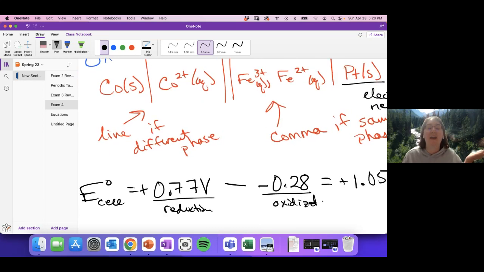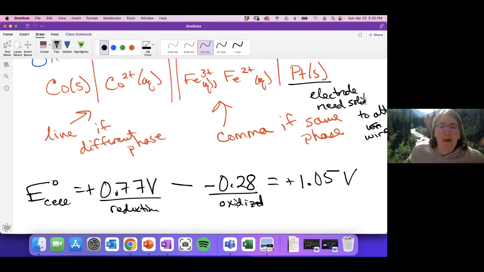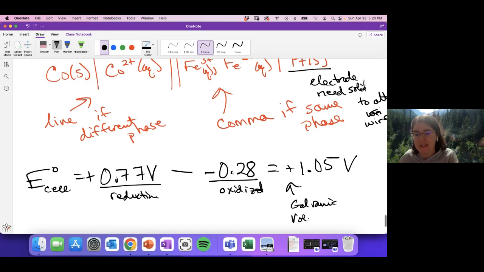So that is a standard cell potential problem. If you're looking for something more complicated, you probably want to ask me about delta G and cell potential, and equilibrium, because otherwise that is standard cell potential. A positive sign, galvanic cell, or voltaic cell. Same cell, two different names.